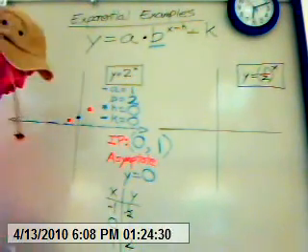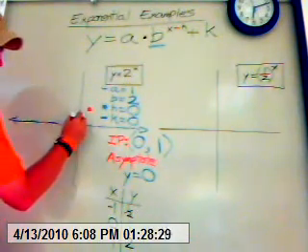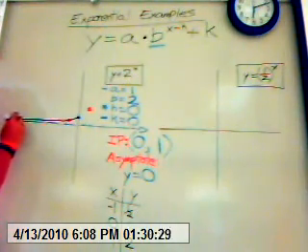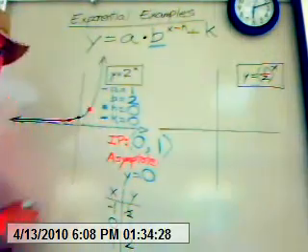And now that I've got both of my points, all I'm going to do is connect the curve by leveling out as I get closer to the asymptote and getting steeper as I move away.